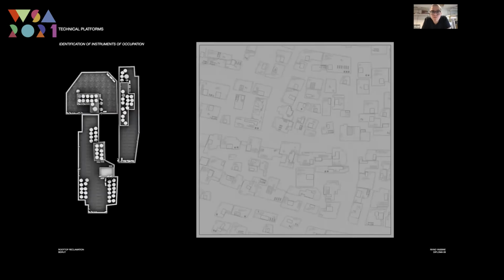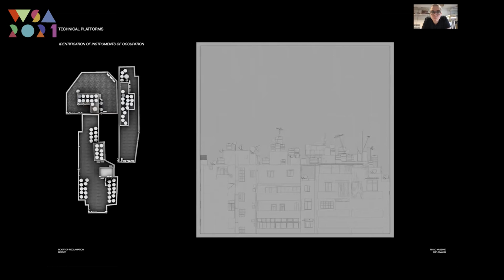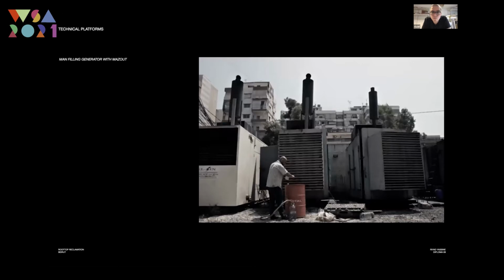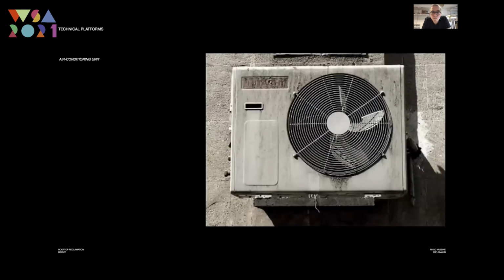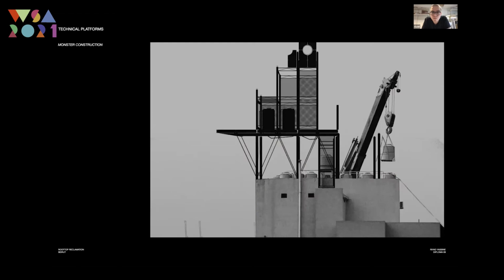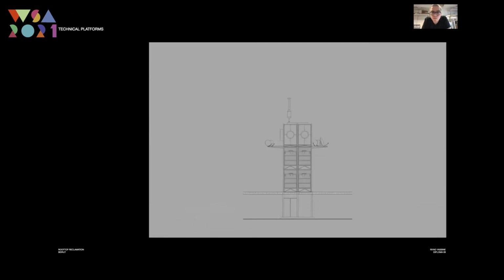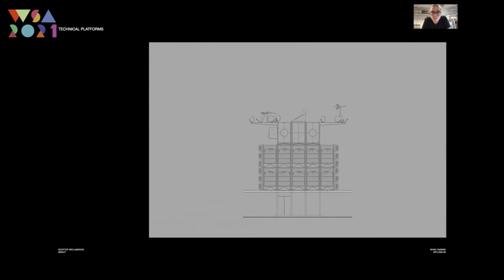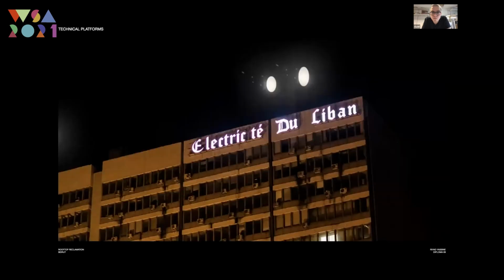The project recommends the identification of the weaponized object by which the government exercises this occupation of common territory. These symbols of ineptitude are water reservoirs, electric generators, solar panels, air conditioning units, satellite dishes, and antennas. As a response to this occupation, the project proposes the construction of technical platforms that take the form of monsters. The ironic appearance of the infrastructural objects aims to stand as a critique of their necessary existence, in a way, unmasking the infrastructure.